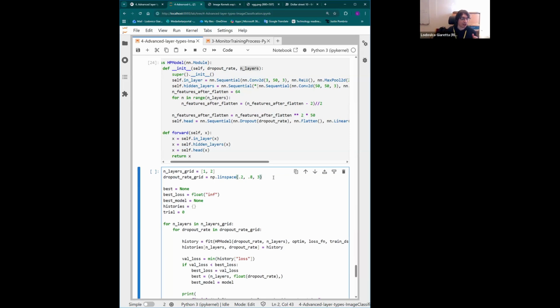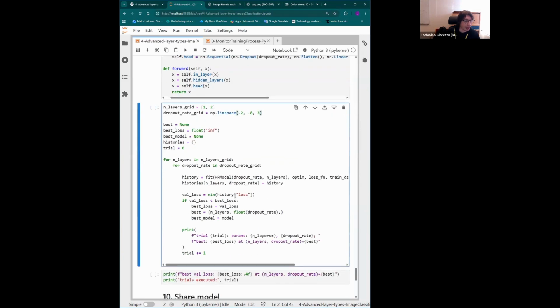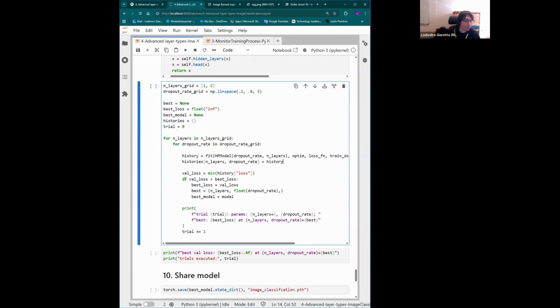So we have now 3 options for dropout, 2 options for how many layers. Let's try all of them. Let's try one layer 20%, one layer 50%, one layer 80%, two layers 20%, and so on. And we do that in a loop. We loop on every potential combination, and for every potential combination, we actually train a model. Then we look at which model got overall the best training loss, and we save that model. We keep track of which model is the best model we've seen so far.